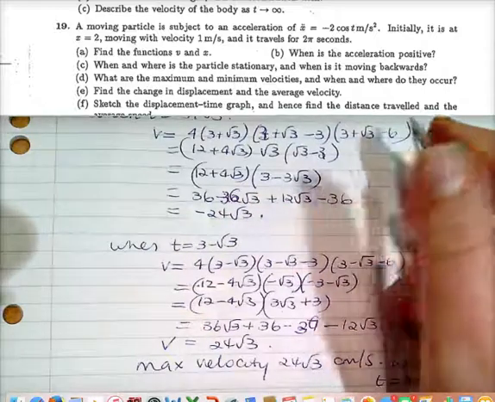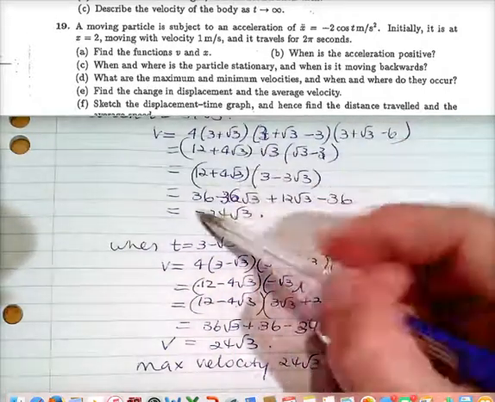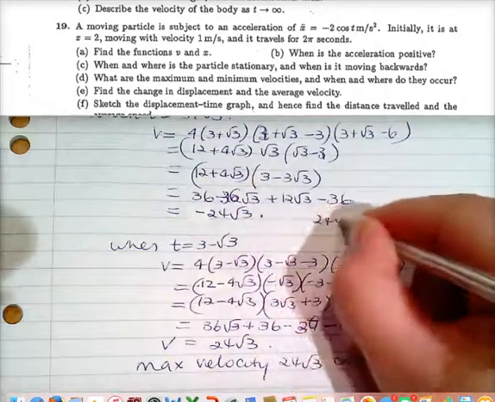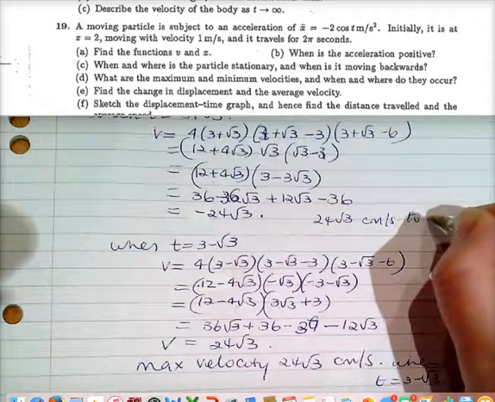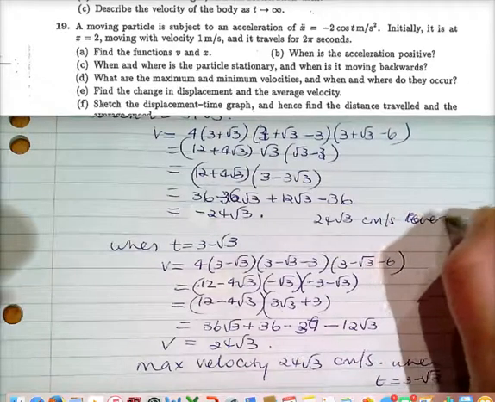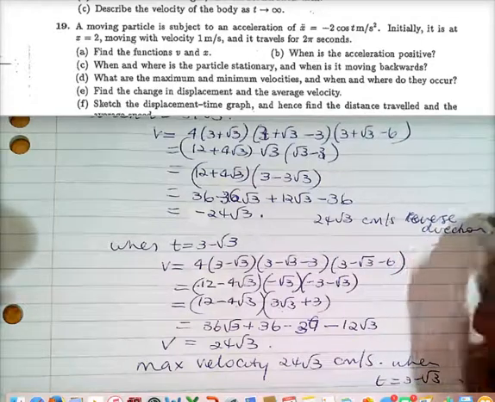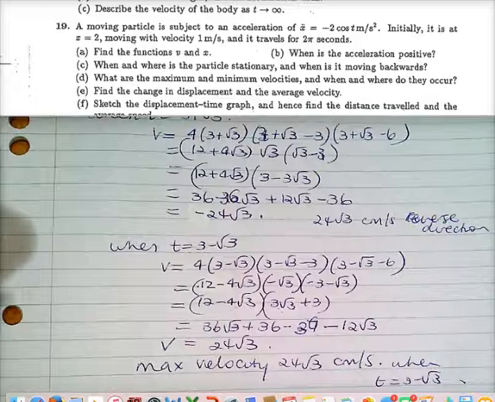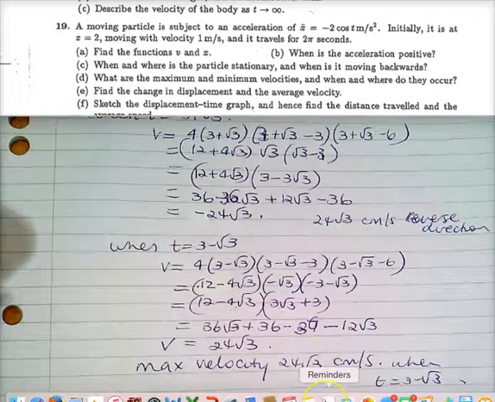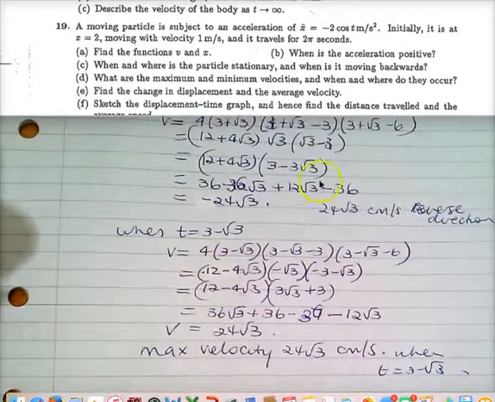So therefore, that's that velocity. Sorry, I knew that was a mistake. It's the velocity of 24 root 3 centimeters per second, but in the reverse direction. In other words, going back to the hole. Didn't think that made sense. Okay, so just go back and fix that, please. Okay, so we've got the maximum speed at 24 root 3 centimeters per second at time 3 minus root 3, 3 plus root 3.